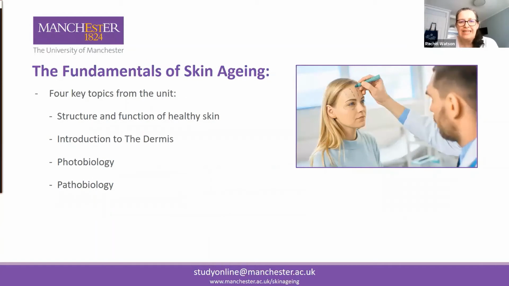So there are 4 key topics within the unit. The structure and function of healthy skin, a really good understanding of the changes that occur to the dermis, and an understanding of the dermis in itself and its organisation and architecture. The impact of sunlight, which is the major cause of accelerated aging, which we see particularly around photoexposed sites of the face, décolletage, backs of hands, neck, etc. And also the pathobiology, so being able to understand what's driving the changes that we see clinically.